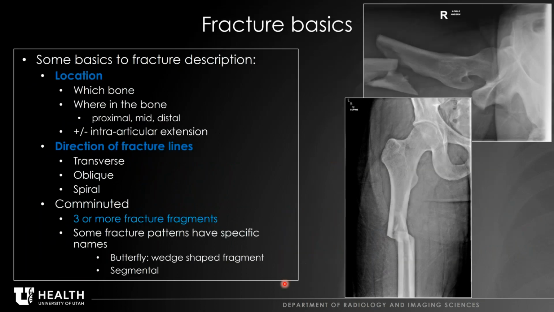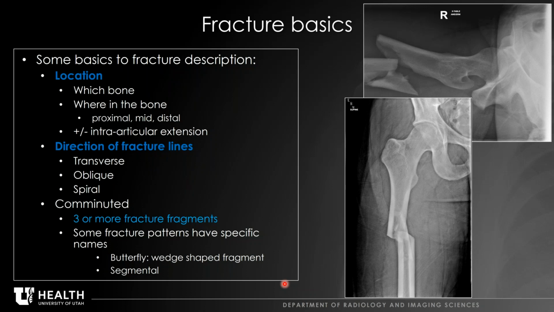So next, the basics. The most important thing when we're talking about a fracture is the location. It's like real estate: location, location, location. We want to know which bone it is. We want to know where in the bone it is, so like Amanda, I discussed it as proximal, mid, and distal. And then we want to know if there's intra-articular extension or not.